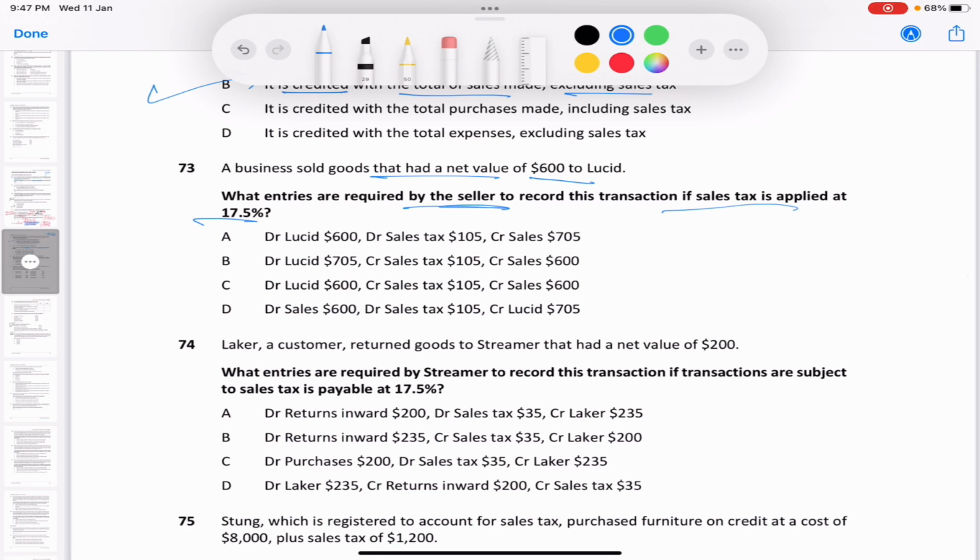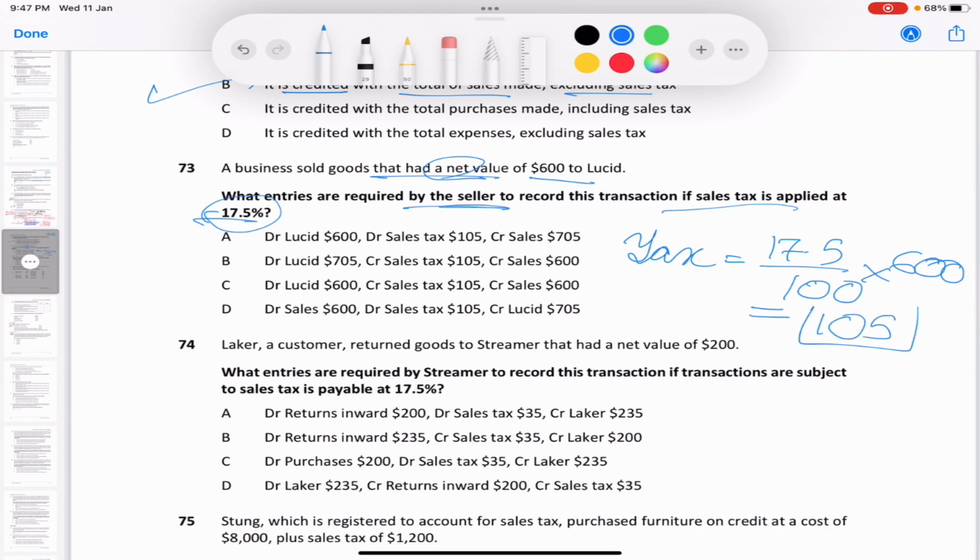17.5%? First thing, let us calculate tax. Okay, 17.5 is the rate and this is a net value, which means it is not including the sales tax. This is the net value, right? So it would be 17.5 upon 100 multiplied by 600. This is how I will find the tax. So my answer is going to be 105. So my tax is going to be 105.